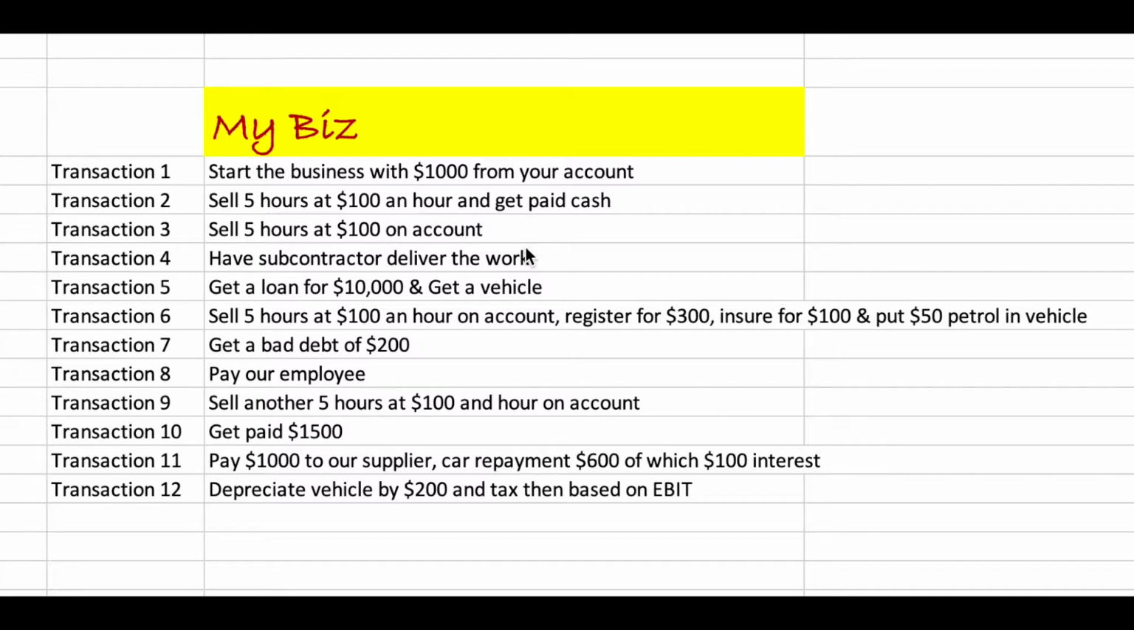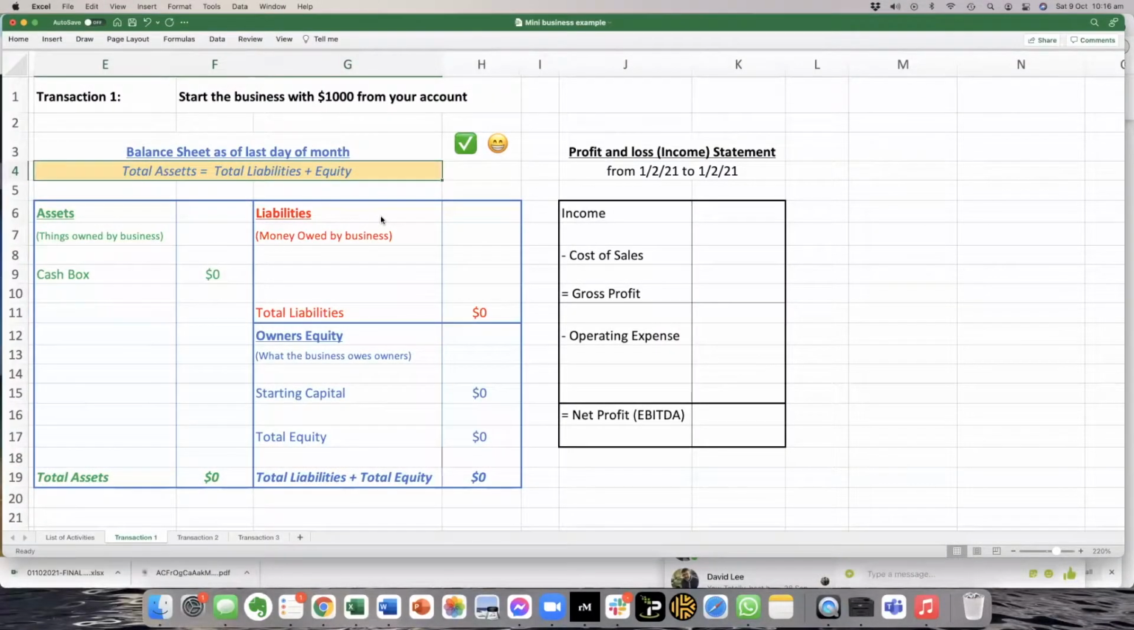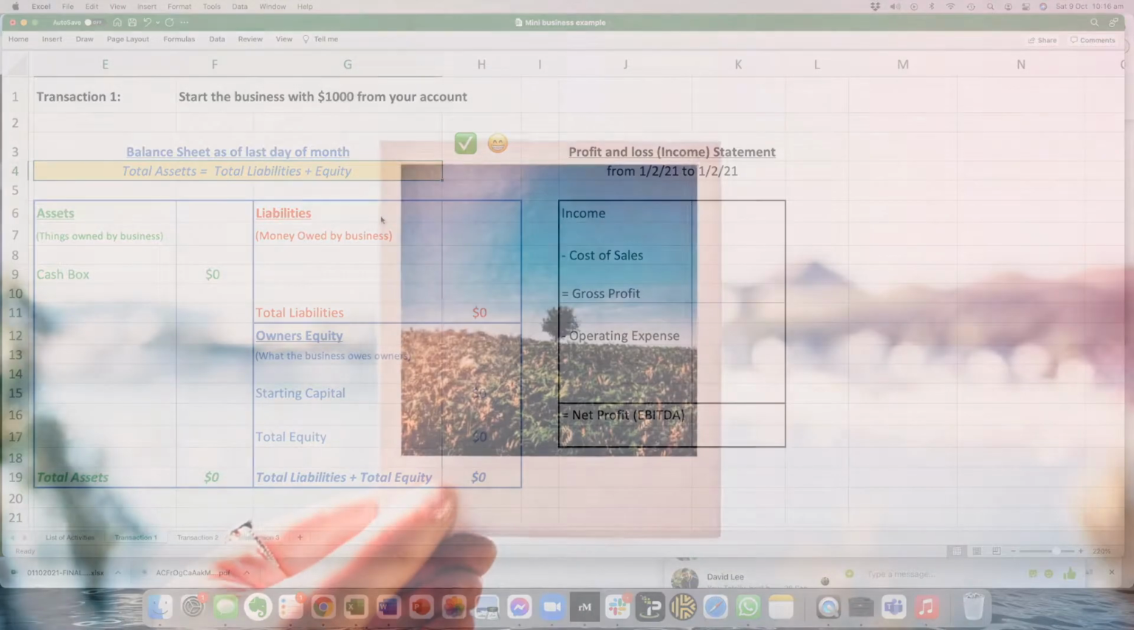So let's rip in. G'day everyone. So now we're going to hook it all together. Let's see how all these financial statements hang together with a test business.